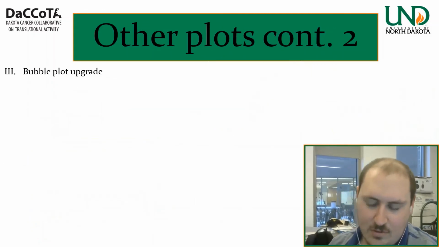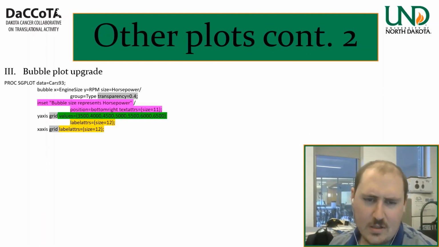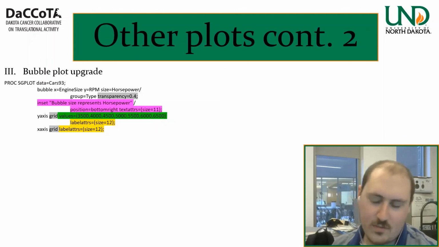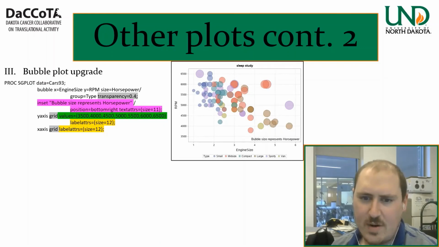A little bit less edible. So with bubble plots, I'm not gonna do anything too crazy, except for one little text thing here. First of all, I'll make my bubbles transparent. Now here's a cool thing, this is one way to add text, inset. So then your text: bubble size represents horsepower, to tell you why the bubbles are different sizes. And then you can position them, so I can do this on the bottom right. And then our attributes, I'm going to make it size 11.